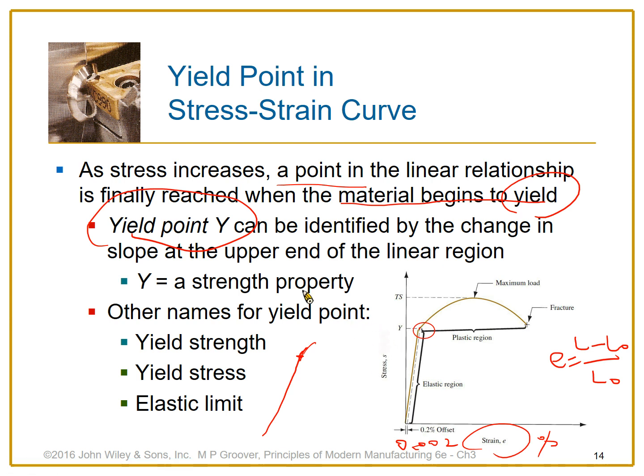And this yield point has other names. Some people call it yield strength, yield stress, and the elastic limit. But they mean the same thing. The elastic behavior ends at this point. After surpassing this point, it is the plastic region, and the behavior changes. Be careful on how to determine these yield points. You're supposed to do this in your homework.